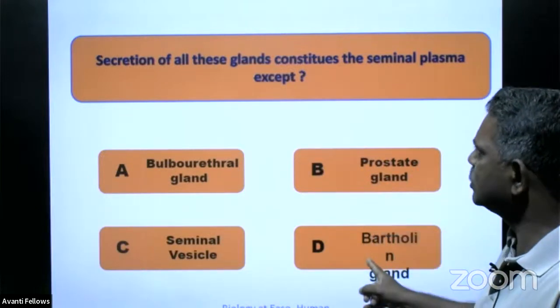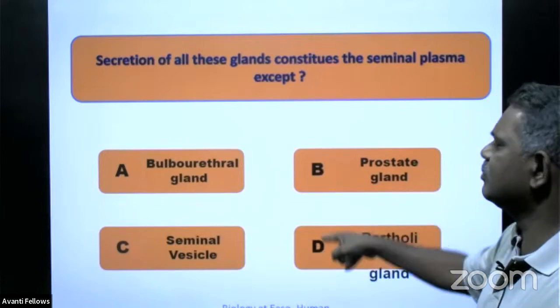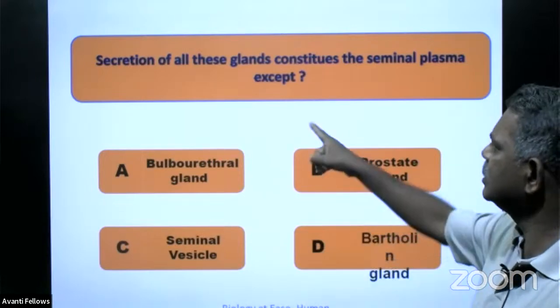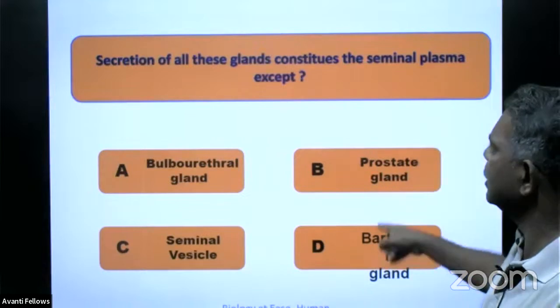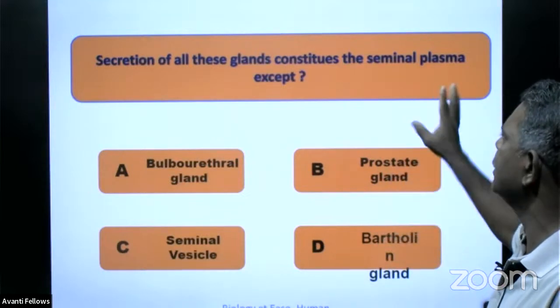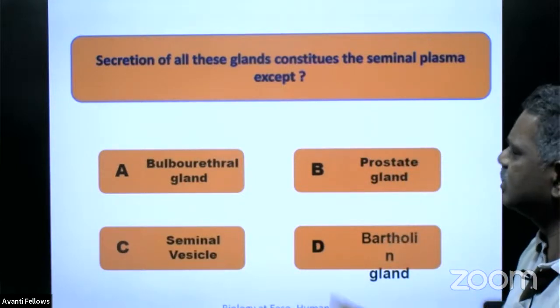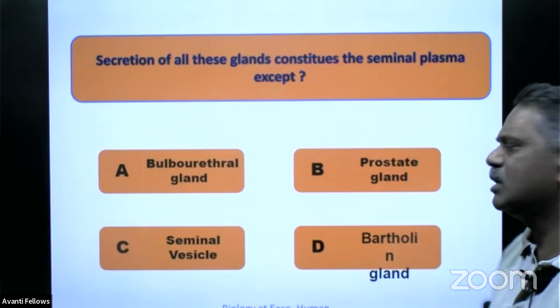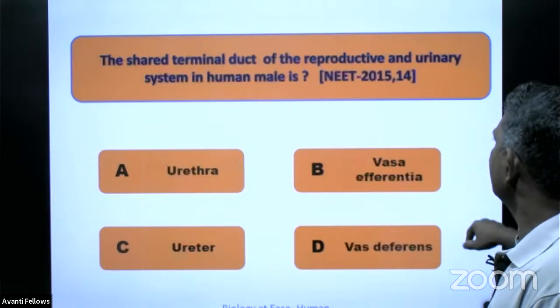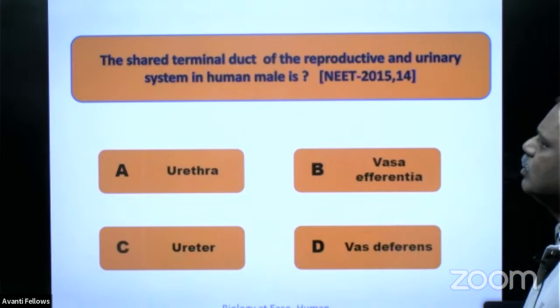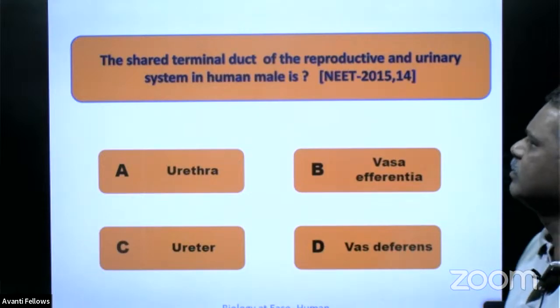Find the correct option. Find the exception from here: which gland's secretion is not part of the seminal plasma? Then come to another question.